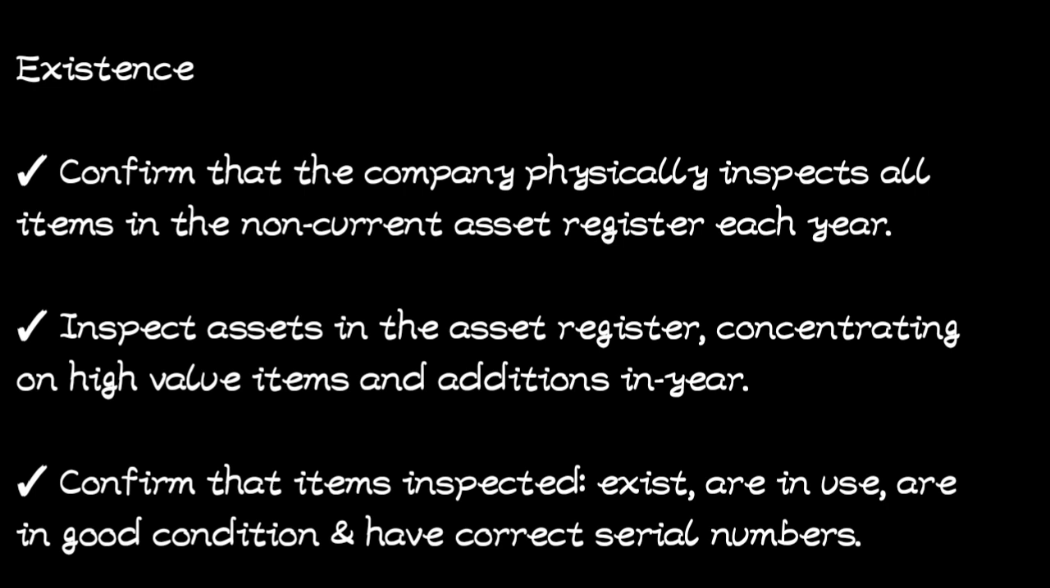Then another one is confirm that items inspected exist. If you inspect the items in the asset register, then confirm that they actually exist or they are in use, and then they're in good condition, and then if they have the correct serial numbers. If they tell you that a car was bought, find out if that car is actually there, find out if it's being used, if it's in good condition, and all that.